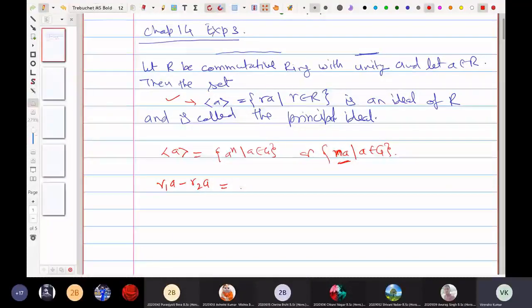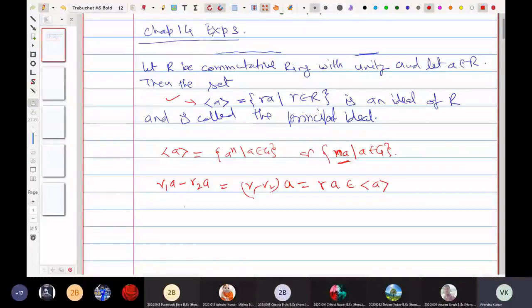One more thing: you can take a common, so r1 minus r2 times a. Because R is a ring, r1 minus r2 is going to be a member of R. So this is going to be some ra, and this is going to be a member of the set, because r belongs to capital R. Likewise, you can try it for the product also.